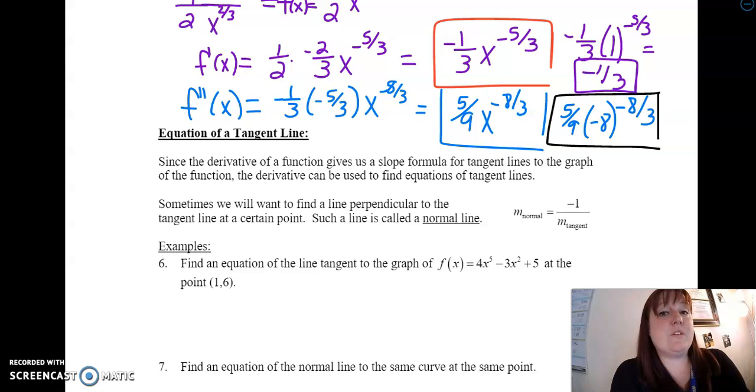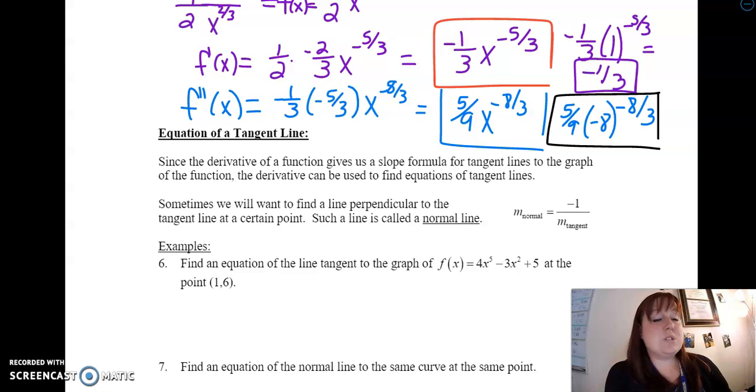So what is the derivative? Remember, it's the instantaneous rate of change at any given point on the function. It's the slope of the tangent line. And because it's the slope of the tangent line, we could use the derivative to actually write an equation for the tangent line. So we have a function, and now let's write an actual equation for that line that touches the function at one given point.